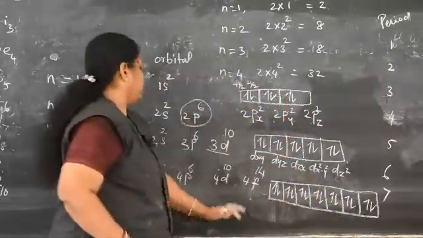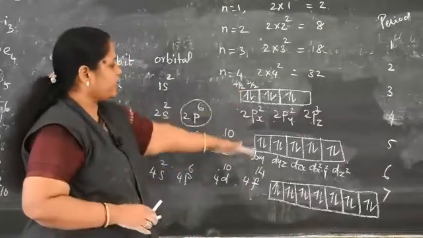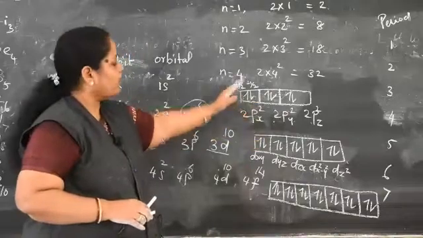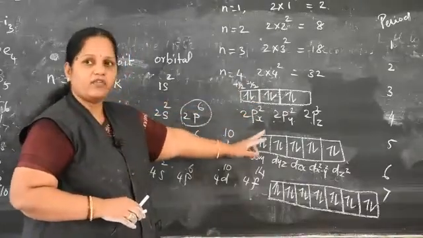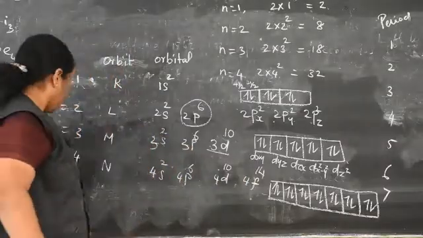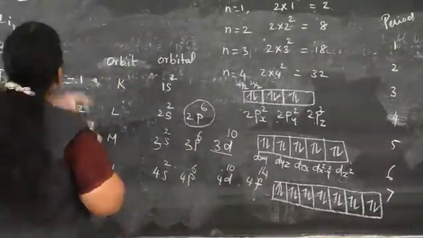Okay, so this is another basic one. p orbitals are px, py, pz. They are filled like that. d orbitals, 10 electrons, are filled like that. Okay, next we go for this one.